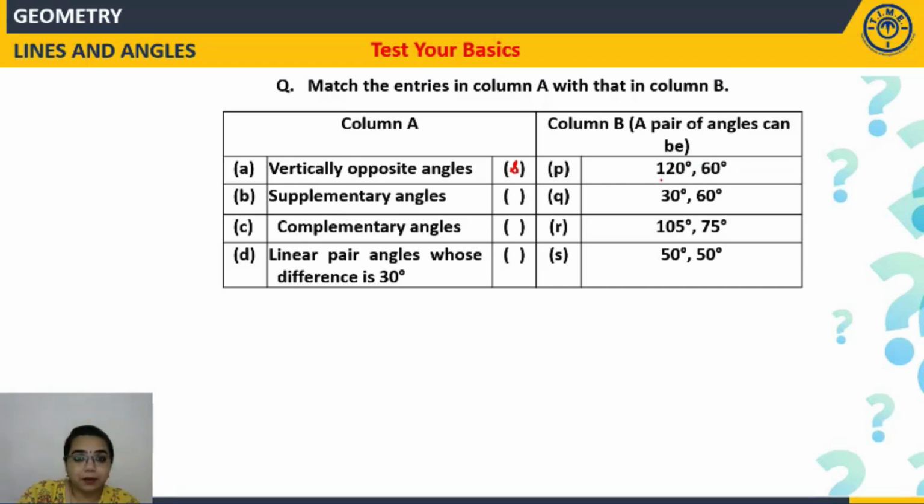Supplementary angles are the angles which have a sum equal to 180 degrees, right? So 120 degrees, 60 degrees: yes, they have a sum of 180 degrees. 30 and 60, no. 105 and 75, yes. So we have a tie between P and R. Let us check if there is any other option which will help us. We'll leave this for a moment.